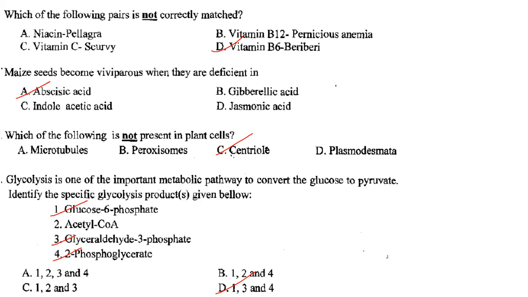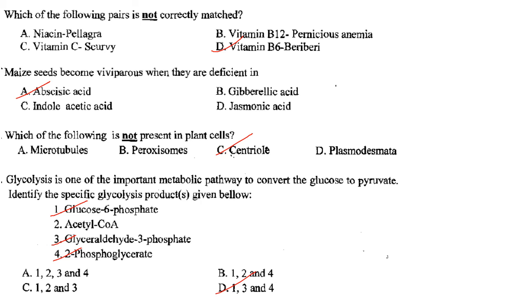Then maize seeds become viviparous when they are deficient in abscisic acid. This is also a repeated question. Then, which of the following is not present in plant cells? So, centrioles are present in animal cells, they are not present in plant cells.